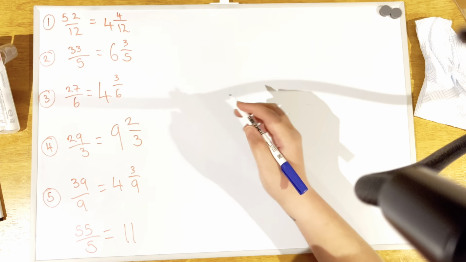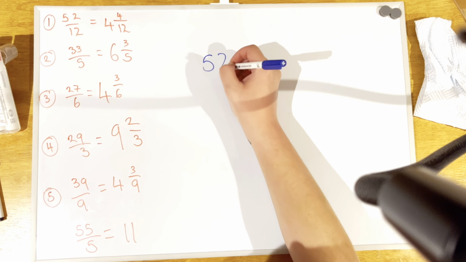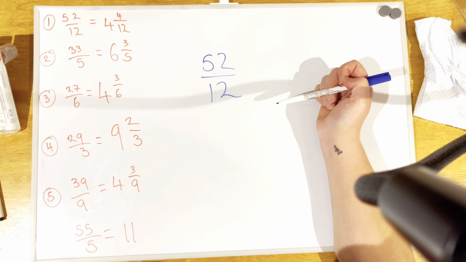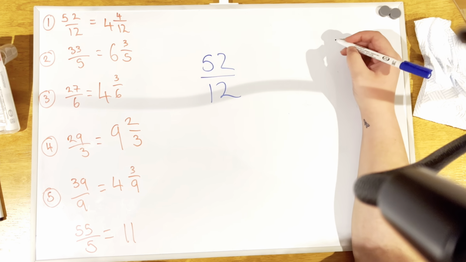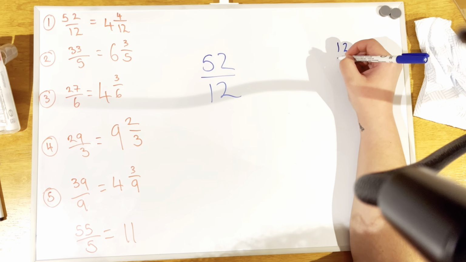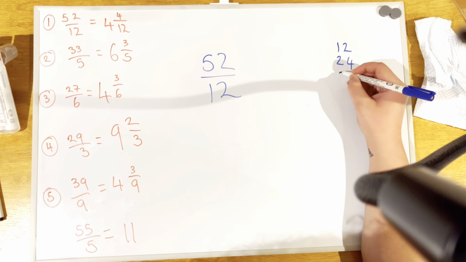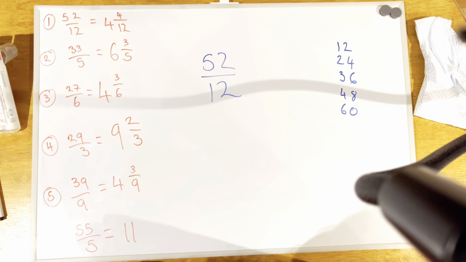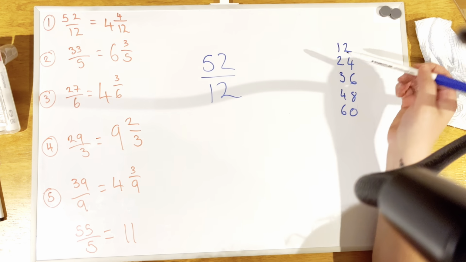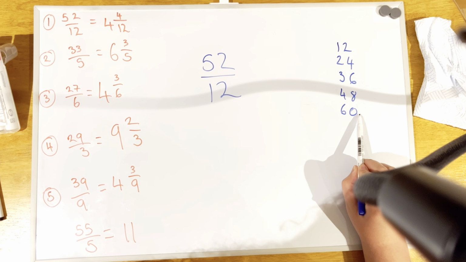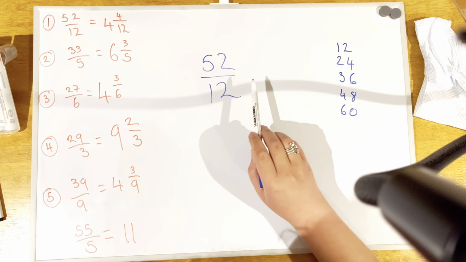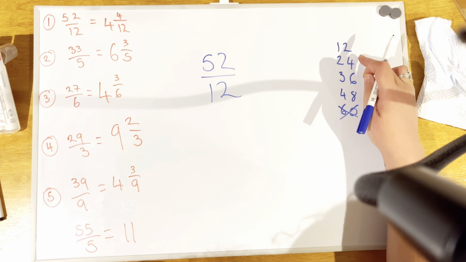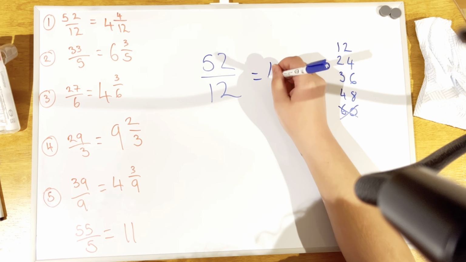So let's look at number 1, for example. 52 twelfths. I need to find out how many 12s go into 52. So I can think about my times table. So I'll write out my 12 times table. 12, 24, 36, 48, 60. Okay, so I need 52. Well, I can't get to 60 because I don't have 60. So I need to go back 1 to 48. So that's 1, 2, 3, 4.